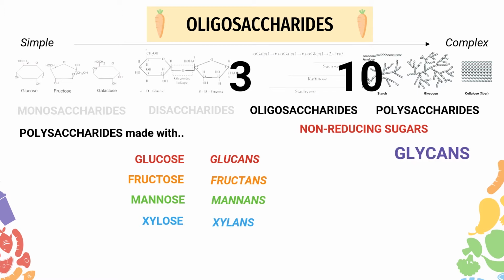So you have glucans and you have glycans. Glycans is another term for polysaccharides. Glucans is another term for polysaccharides made from glucose.